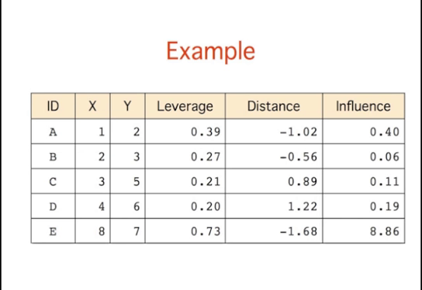This table shows a small data set consisting of 5 observations. The leverage, distance, and influence of each observation is shown. Observation E has by far the largest leverage and the largest distance. This combination of high leverage and high distance makes this observation extremely influential.